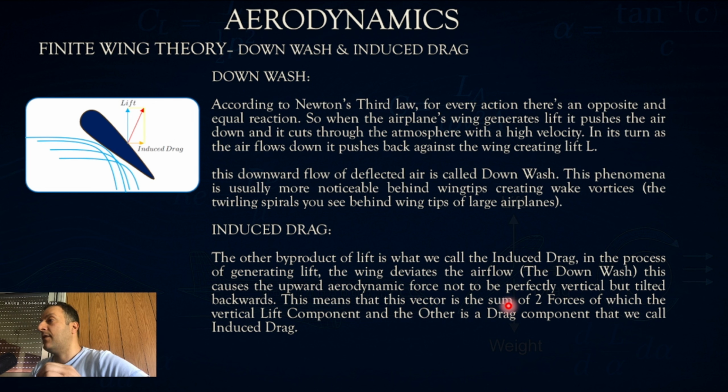This means that this vector, the red one, is the sum of two forces: the vertical lift component, which is the blue one, and the other component, which is the induced drag. This type of drag is actually created due to the lift. It is a byproduct of the lift vector. This is the one that we call induced drag. We have other types of drag, but this one is caused by the lift itself, by the lift process.